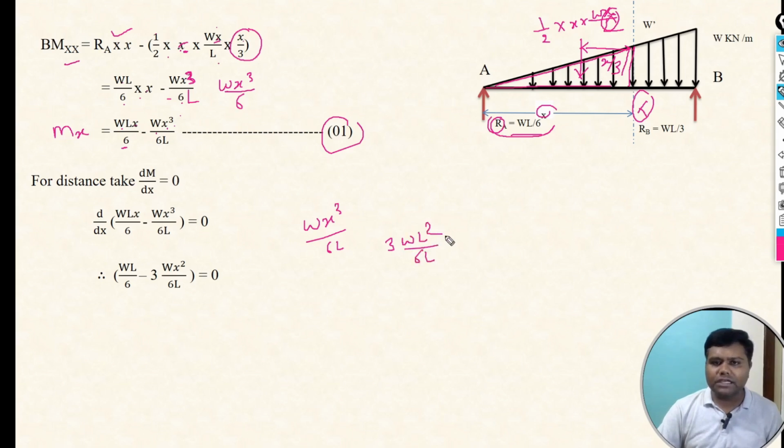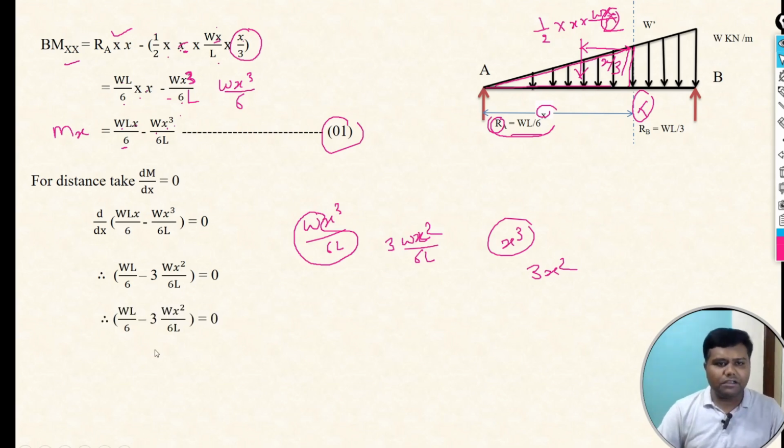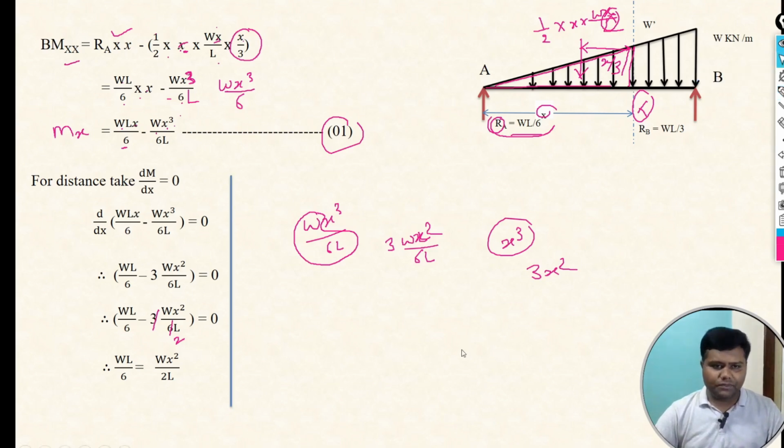We have just taken the derivative of x cube. The derivative of x cube is what? 3 into x square, and the remaining term, W divided by 6L, stays as it is. So the equation is WL by 6 minus 3wx square divided by 6L is equal to 0. Now just simplify this equation. We can take one term to the right side, that is WL by 6 is equal to wx square by 2. How does that 2 come? That is 3 divided by 6.